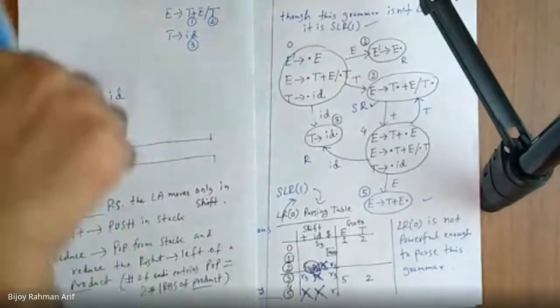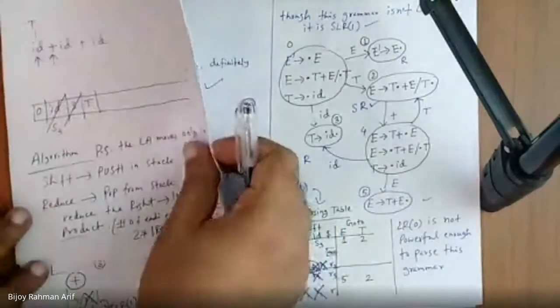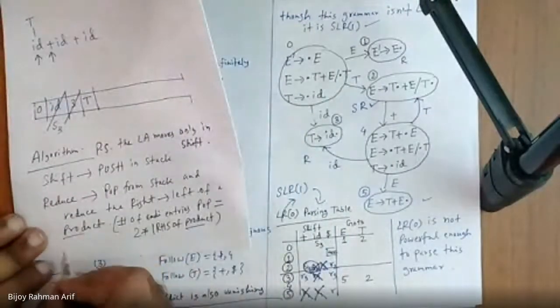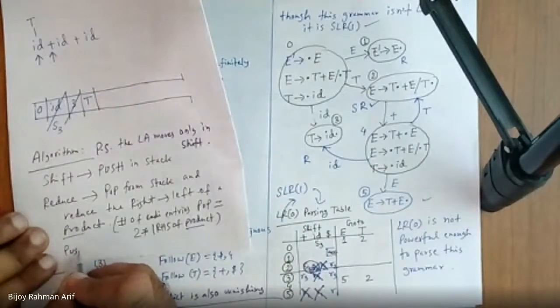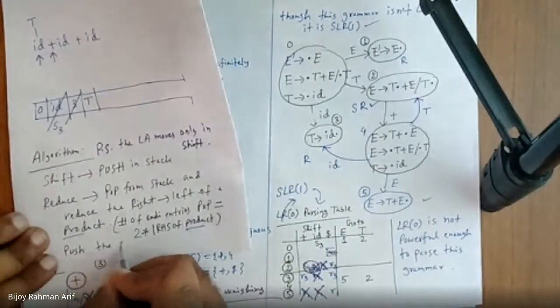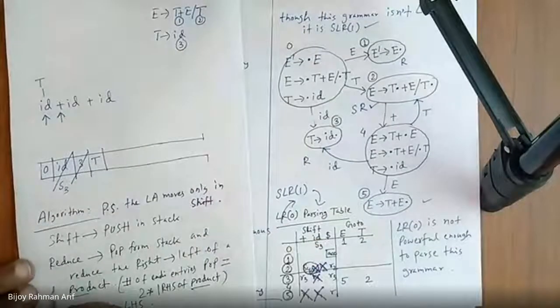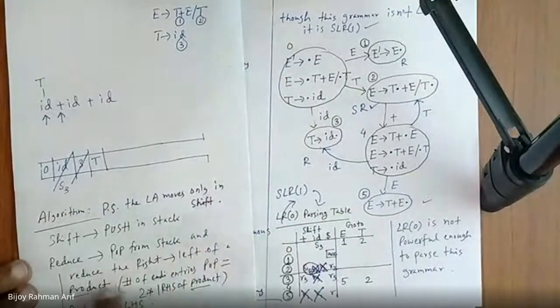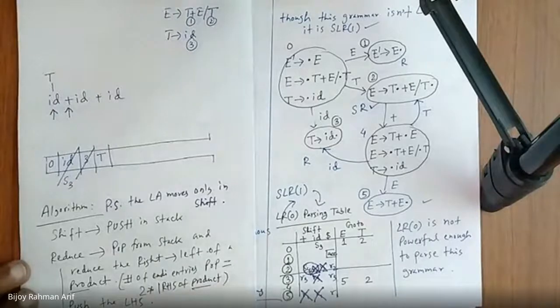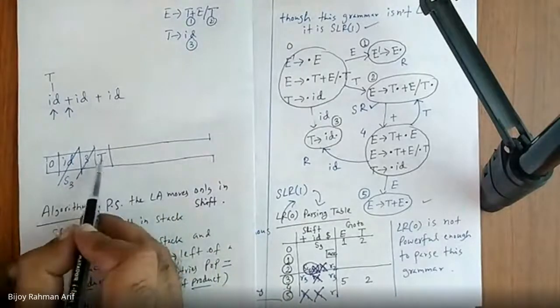So after reduce, push the LHS. So this is the algorithm. Push the LHS. So now we are done. Pop from the stack and reduce the right to left of a product. Number of entries to pop equals 2 star cardinality of the right hand side, then push the LHS. Now I push the T.